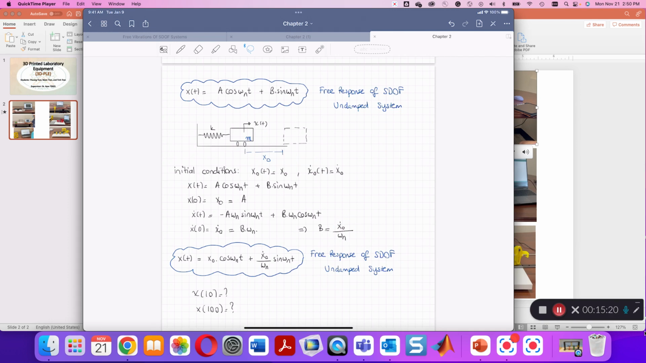Now the particular solution to the problem, knowing the initial displacement and initial velocity, the single degree of freedom undamped system response should be equal to initial position times cosine omega n t plus initial velocity over omega n times sine omega n t. From this equation, you can easily calculate the position of the car at time equal to 10 seconds or even 100 seconds.